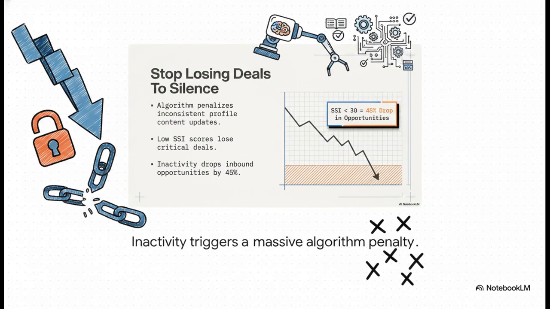The visual drop-off here is just stark. The correlation between inactivity and lost deals is immediate and undeniable. It absolutely proves we need an automated solution. But, and this is a big but, not just any automation. We need a system that actually maintains high-quality, factual consistency to beat the algorithm. And we need it to do that without a human having to manually babysit and verify every single syllable.